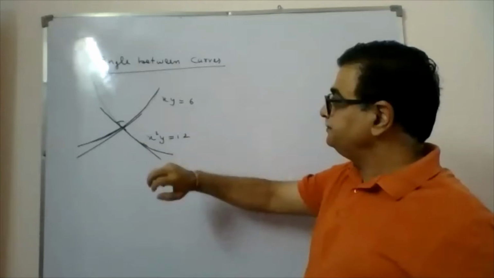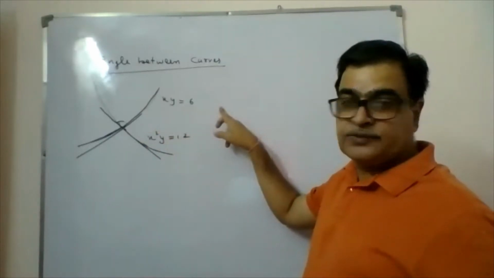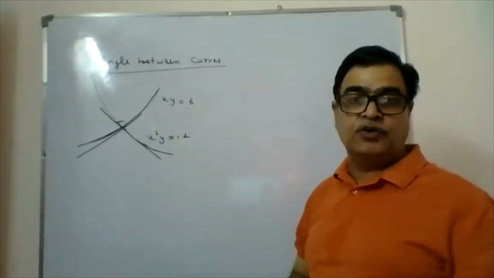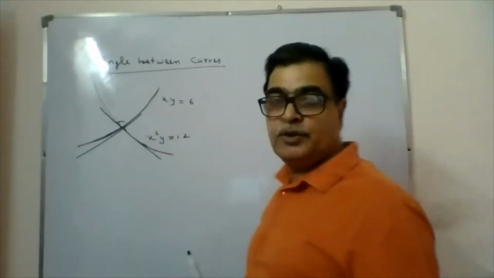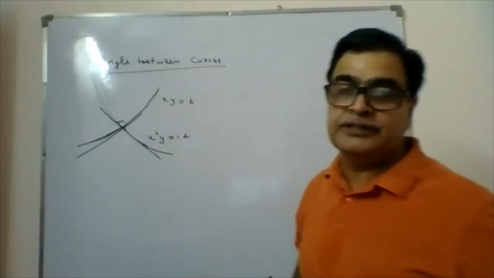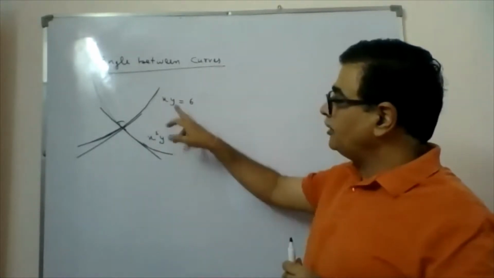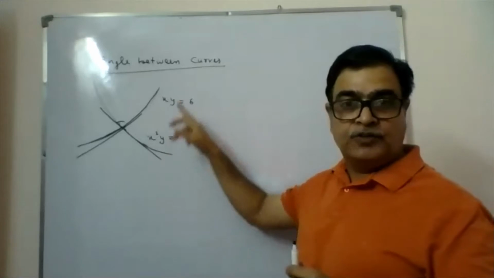So, for the last question we were doing, Isha, one curve was xy is equal to 6, another is x square y is equal to 12. We should find out the angle between the two. To get the angle between the two, we should know the tangent slopes of the two. And for that, first we need the common point of intersection.